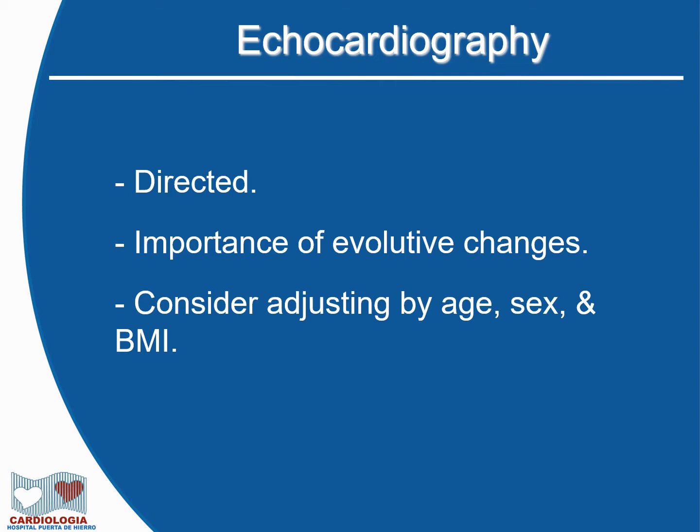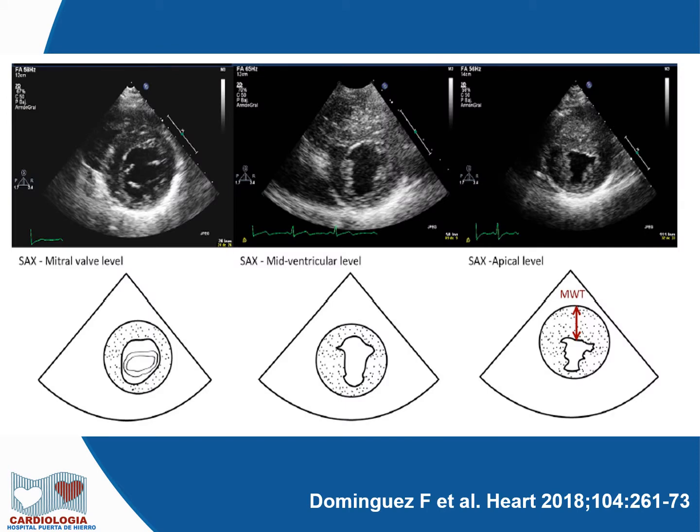And also, it's very important to consider age and sex, as well as body mass index, in order to adjust the different parameters. Here we've got an example of where the wall thickness should be measured, and we can see that, as I told you before, it has to be in the short axis view, and especially here we can see in the different regions. We can see the more basal, the mid segments, and the apical segments.